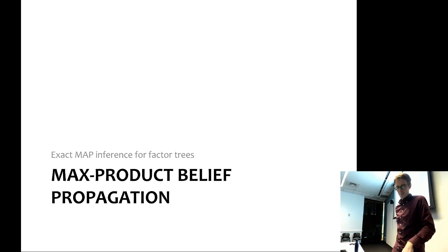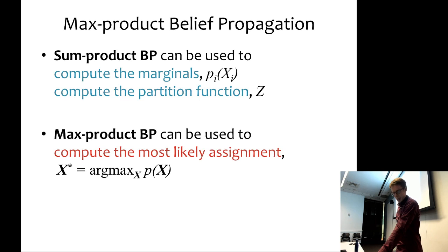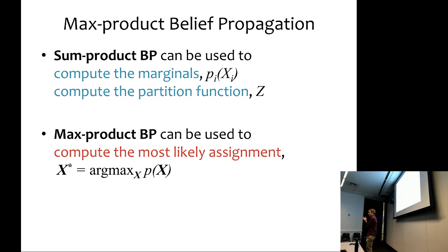Okay, so there's one more note here, which is that what we've been doing is called sum product belief propagation, and it can be used to compute the marginal probabilities and to compute the partition function. But this whole time, I've been leaving out the fact that there were actually three inference problems that we set out to solve. The third one was to compute the most likely assignment to the collection of variables.